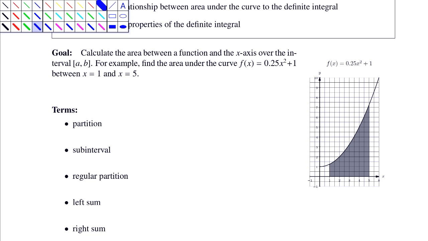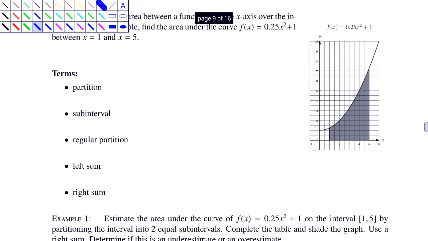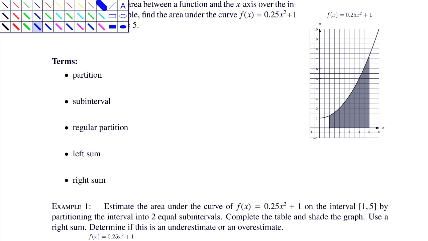All right, to help us do that, we'll need the following terms. First is partition. And a partition is a set of numbers between the endpoints of the interval. So we'll just say the closed interval a to b. So in the example, the interval is 1 to 5.